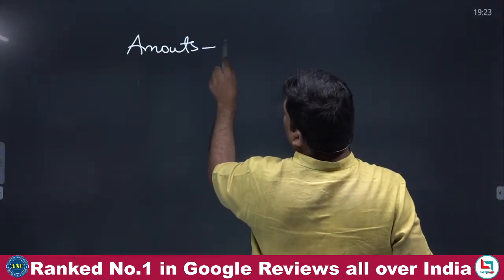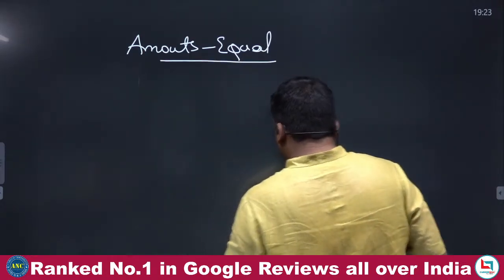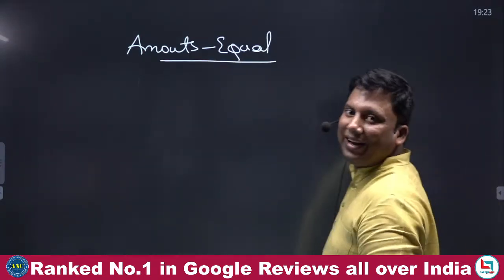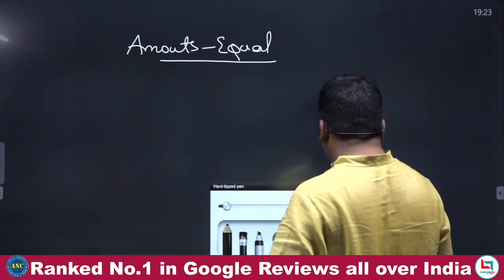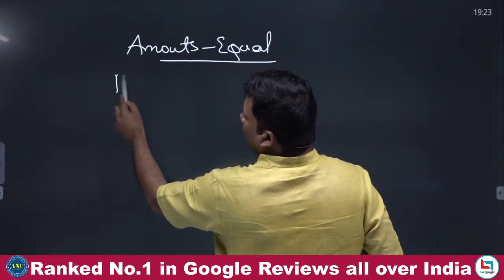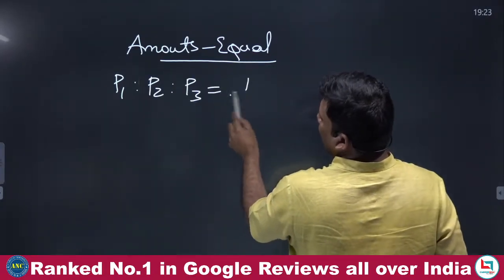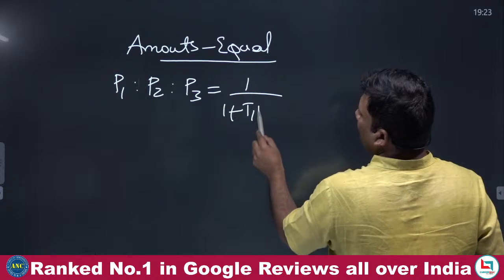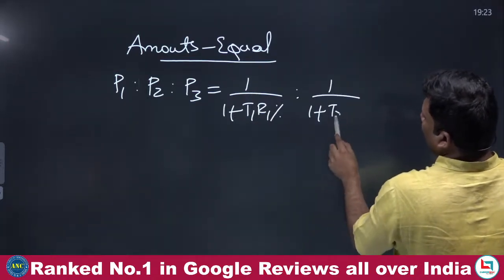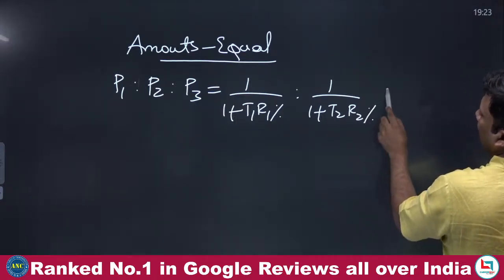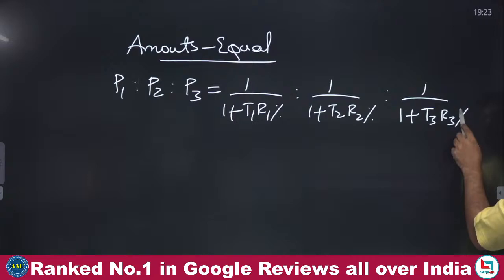If the amounts are equal, what will be the relationship? If the amounts are equal, then the principal ratio will be equivalent to P1 is to P2 is to P3. It is equivalent to 1 by 1 plus T1 R1 percentage is to 1 by 1 plus T2 R2 percentage is to 1 by 1 plus T3 R3 percentage.